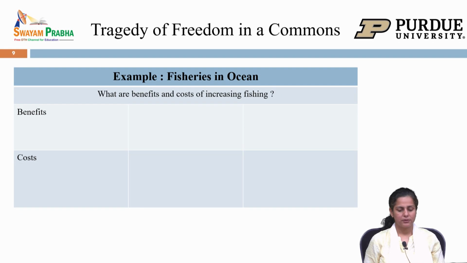So our next example is the fisheries in the ocean. For this one, I would like you to take 30 seconds, think about the benefits and costs, and write them down to understand what is the tragedy of commons that can happen in this case.